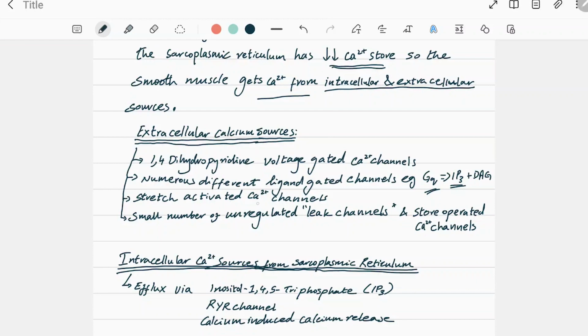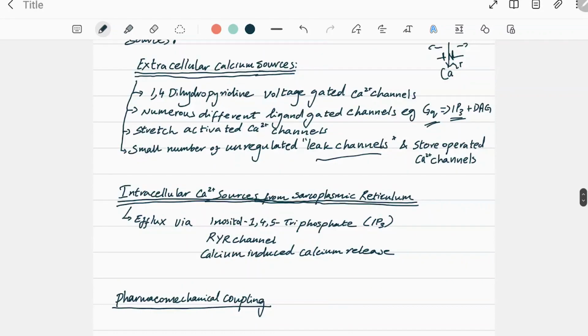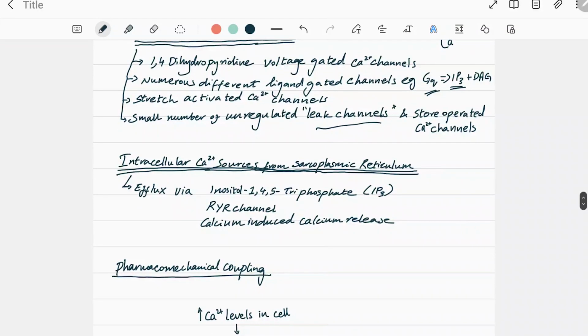And then you have stretch activated calcium channels. Sometimes you stretch a muscle, and there are some calcium channels that open up because you stretched them, so the doorways open up even more and calcium is able to enter in. There are also a small number of unregulated leaky channels and store operated calcium channels. Next we have the intracellular calcium sources.